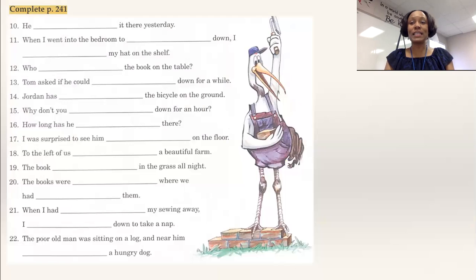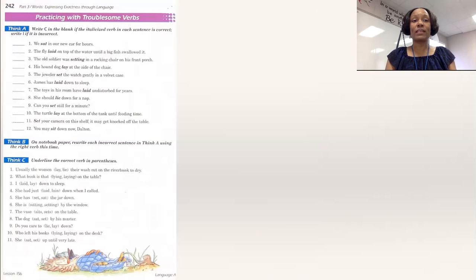You should have continued by now, or some of you may have finished page 241 on your worksheet. Go ahead, if you have not done so as yet, ensure that you finish that particular section where you are placing the correct verb in the blank provided. I would like for you now to direct your attention to page 242. We're going to go through think A, B, and C together, and then you'll finish it on your own.